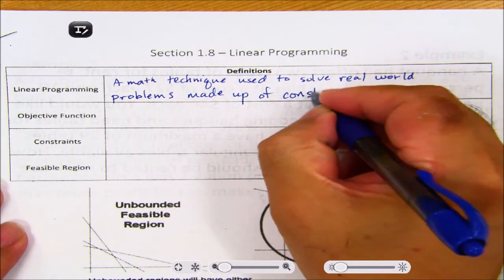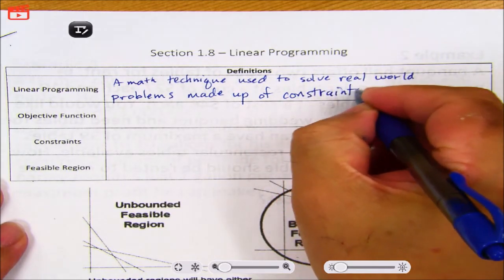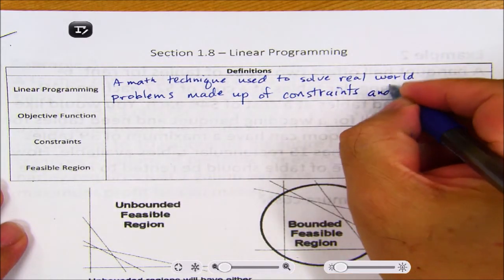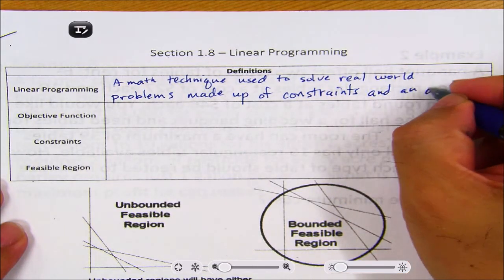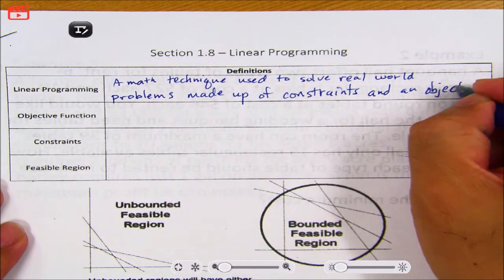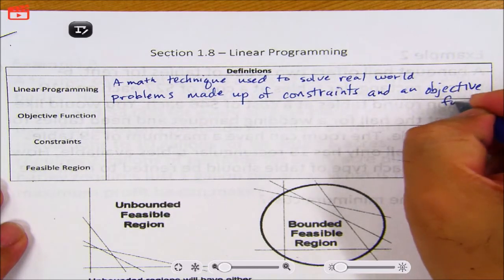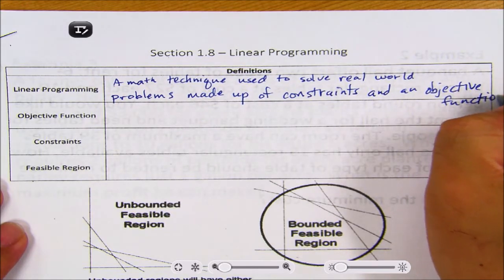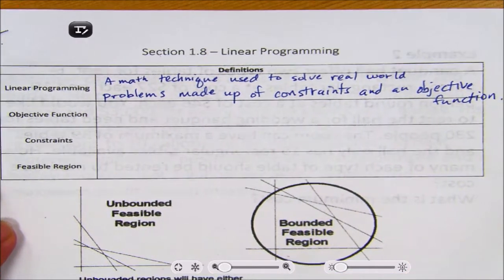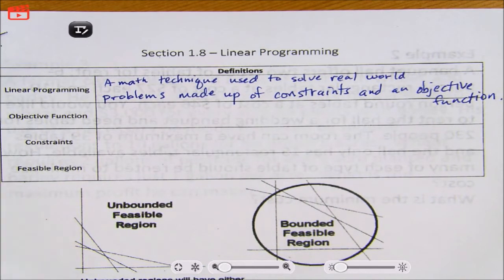constraints and an objective function. It's a math technique used to solve real-world problems made up of constraints and an objective function.